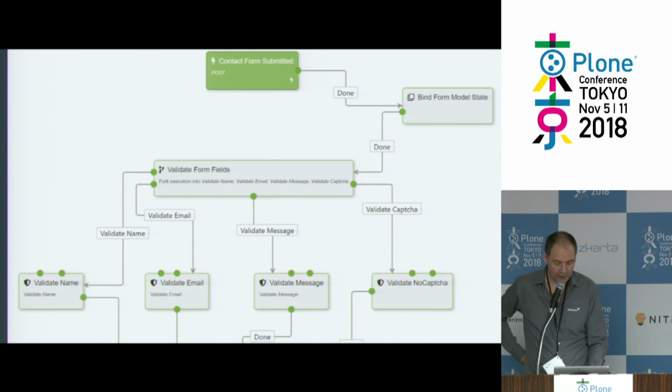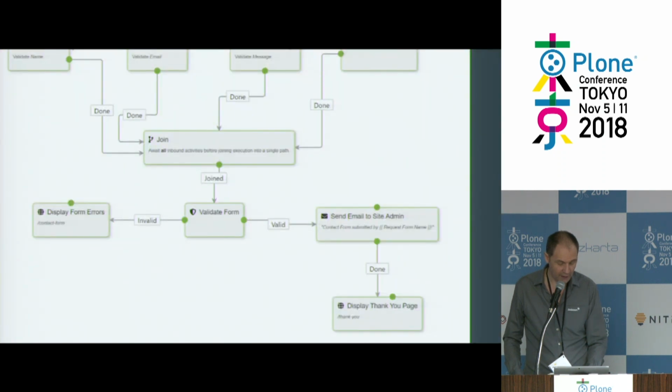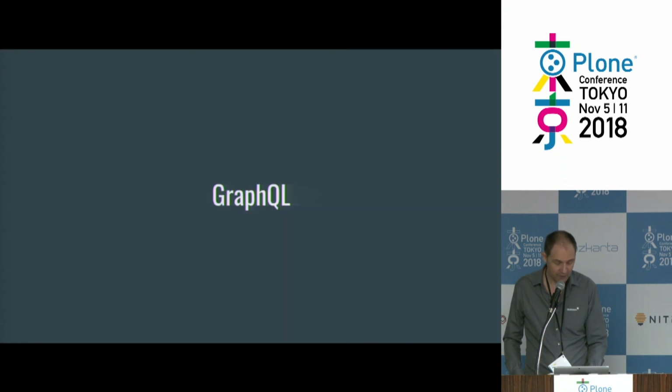Then you go and look at and define and build a workflow. So here I've defined the contact form to do a post. So my initial workflow activity is to react to a post submission. When that's done, in this case, I've got a content item representing that form, so I'm binding the form submission to that state. I validate form fields, so I do a bunch of form field validations in parallel. I gather that up and see whether any of them fail, display errors, or send email and display a thank you page.